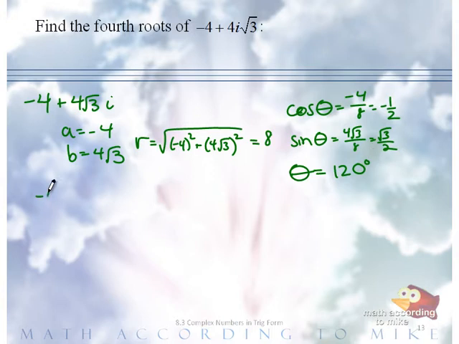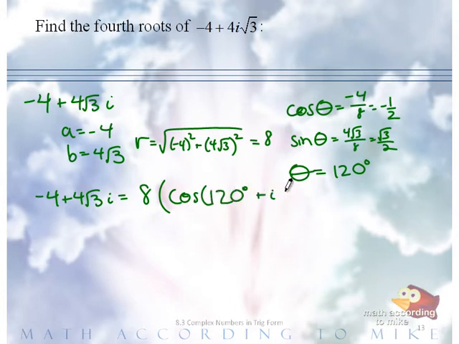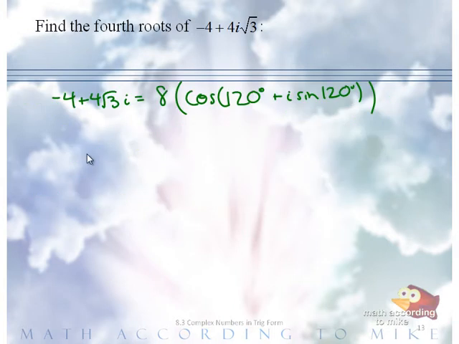So the trig form would be R, 8, times the cosine of 120, plus i times the sine of 120. All right, so that's what we're going to use from here on out. We're finding fourth roots, so what's our n? 4.